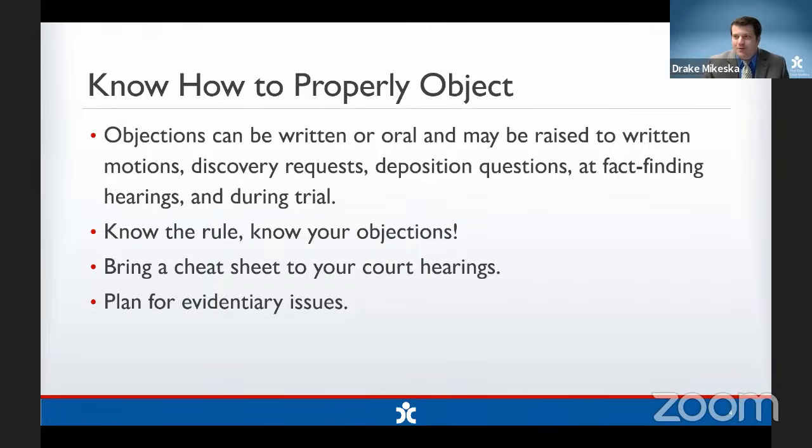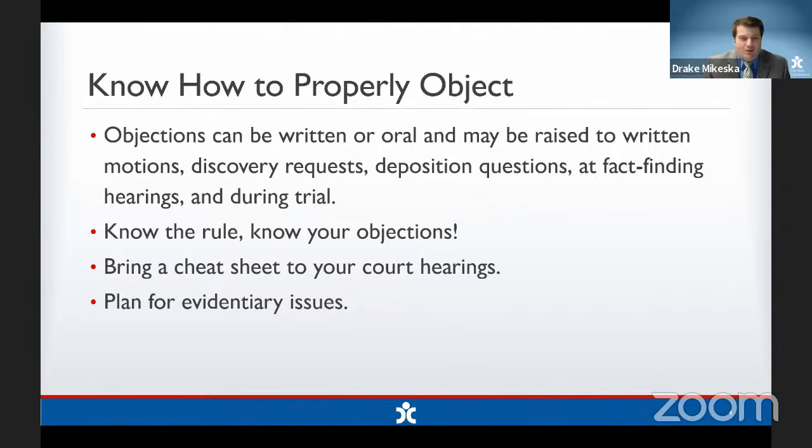I think Rob and I both agree that the biggest thing is you need to know your rules, you need to know your objections. And if you don't know the rules, you don't know the objections, you're not going to be able to effectively represent your client in court. And so having an intimate knowledge of the rules and of the objections is vital here.